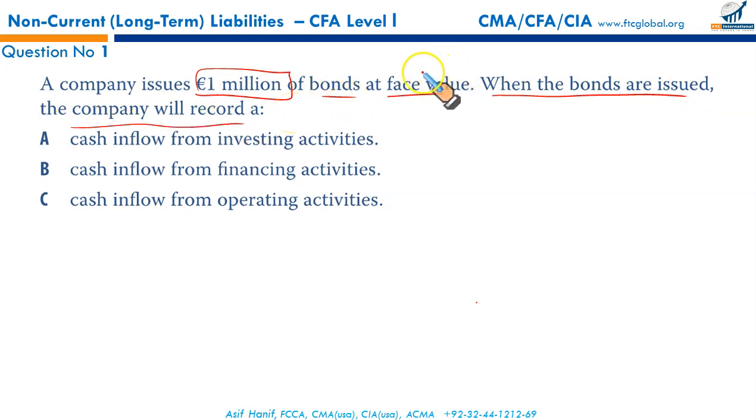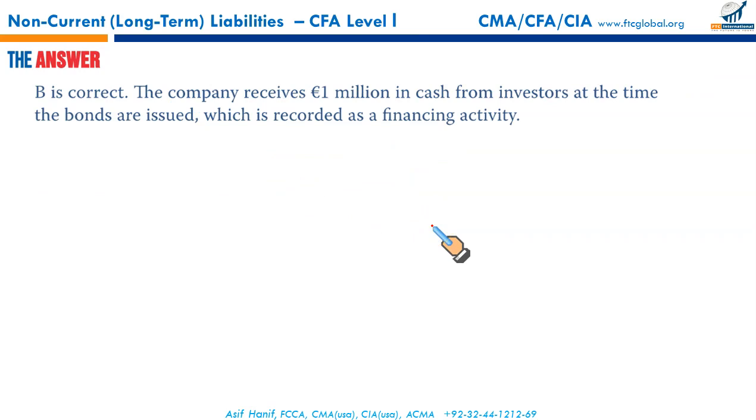When the bonds are issued, the company receives cash. So is it investing cash? Of course not. We are not making an investment. In fact, we are receiving money by issuing bonds. It's cash flow from financing activities. Yes, it is an inflow from financing activity. So, straightforward question, that makes B our correct option.